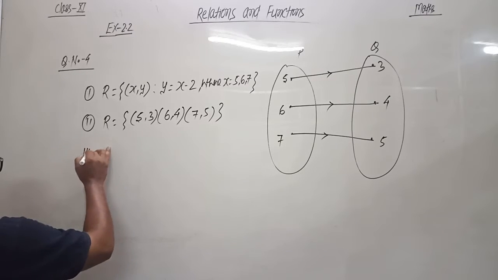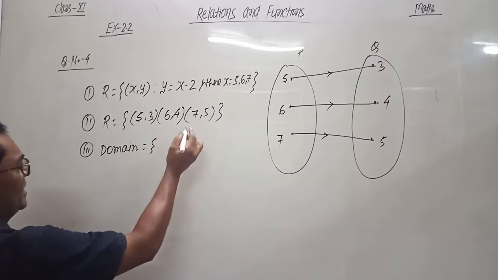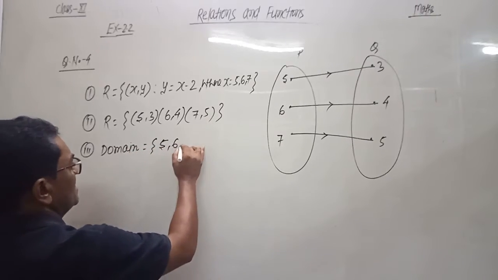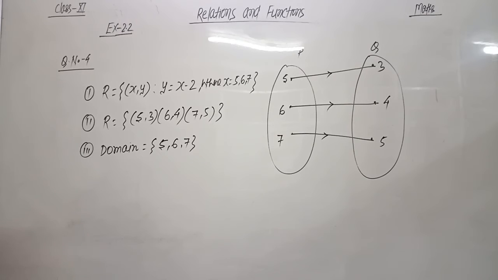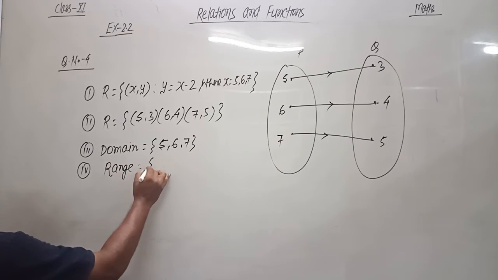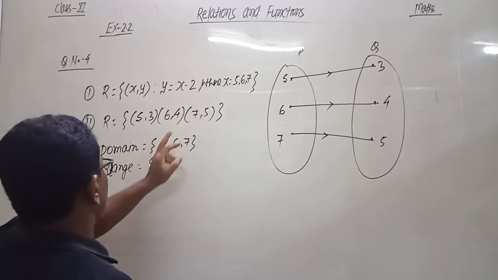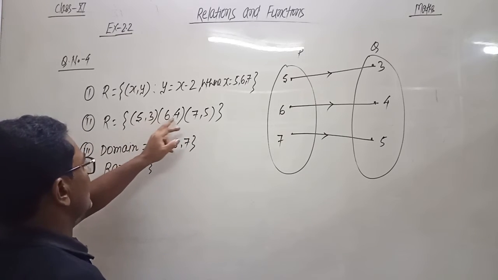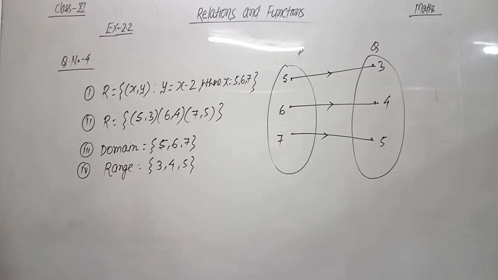The first element of the ordered pair is called the domain. The first elements, from set P, are 5, 6, 7. And the second element of the ordered pair is called the range. So the range will be 3, 4 and 5. The first elements of the ordered pairs are 5, 6 and 7, and the second elements are 3, 4 and 5. So the range is 3, 4, 5 and the domain is 5, 6 and 7.